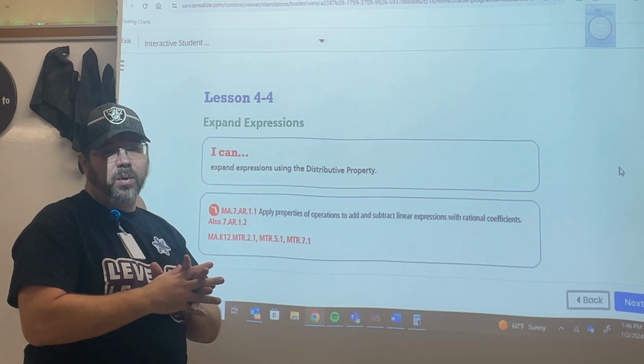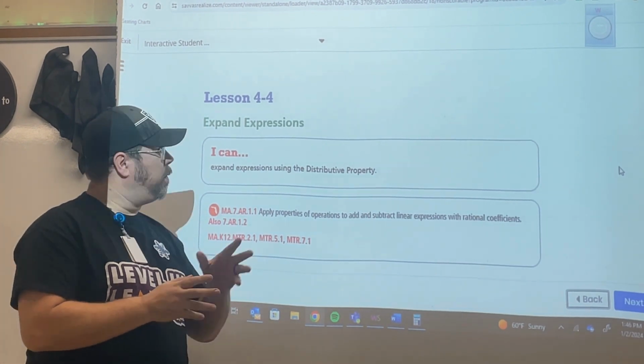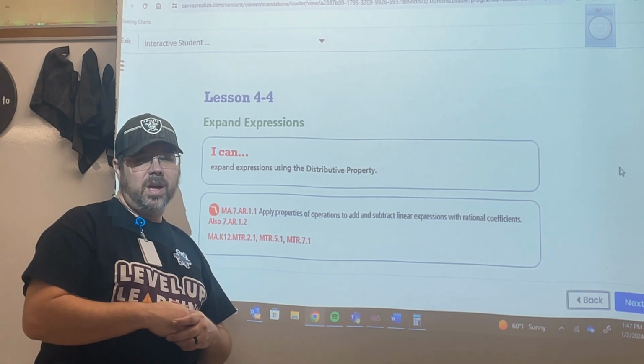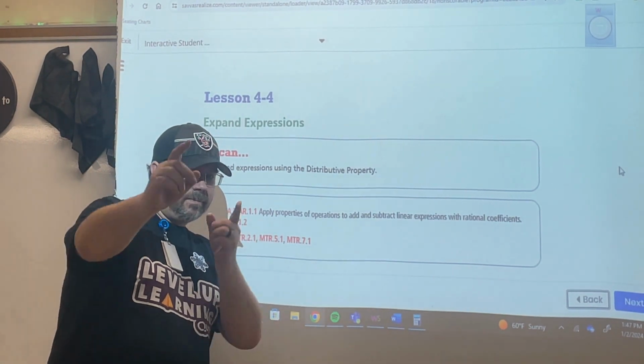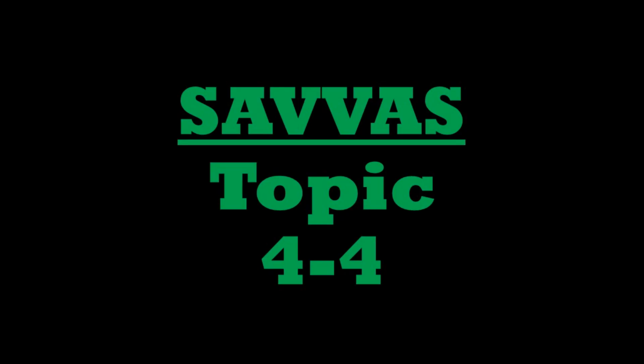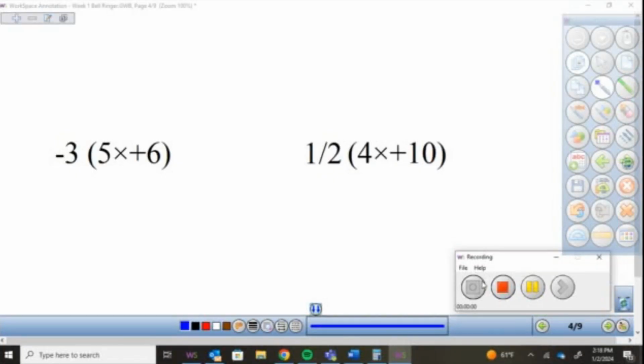We have lesson 4-4 from Sabbath, where we're going to be expanding expressions using the distributive property. So, let's go ahead and get started, and let's go to the board. Topic 4-4. All right, students, now that we're at the board, let's review the distributive property.